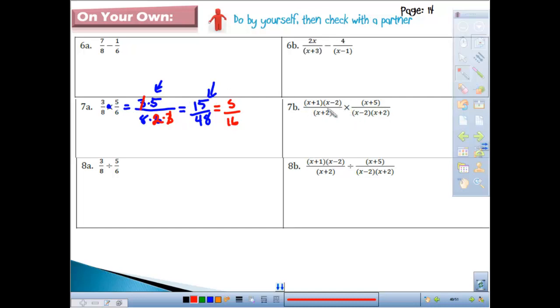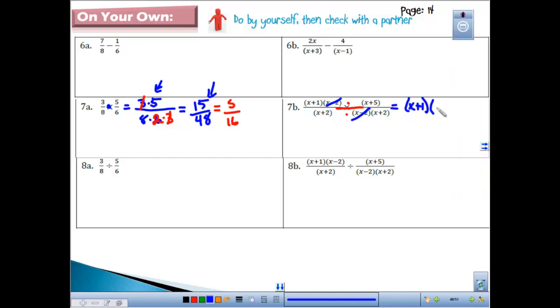I know that on this side, we're multiplying straight across. So before I multiply all those numbers together, I'm just going to see if there's any common factors on the top and the bottom. For example, this x minus 2 and this x minus 2 can cancel out. Is there anything else? No. So we've got x plus 1 and x plus 5, and we're going to just leave it in factored form. And then down below we have x plus 2 and x plus 2. All right. Question number 8.